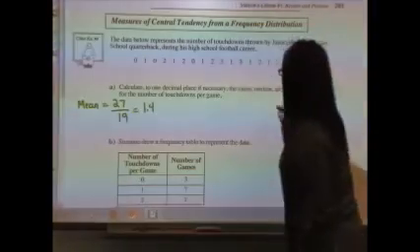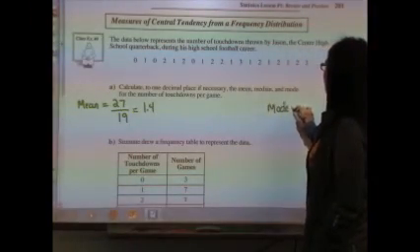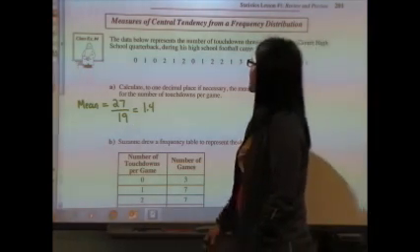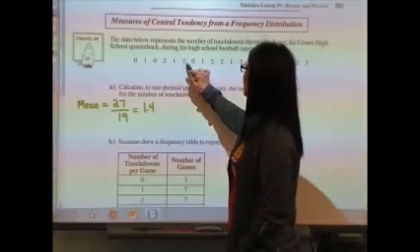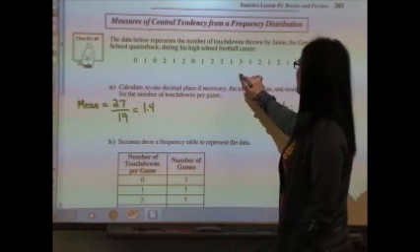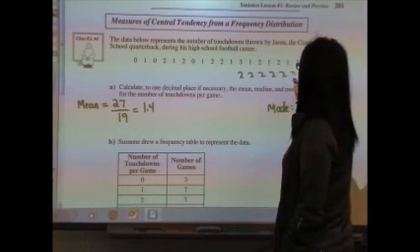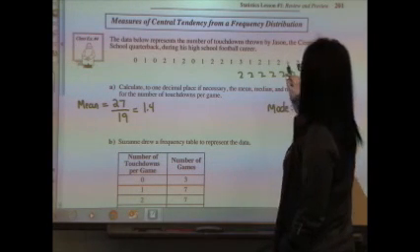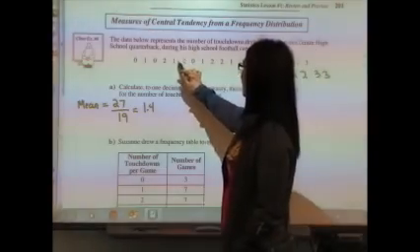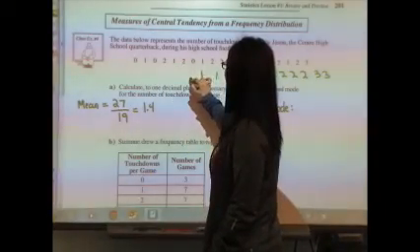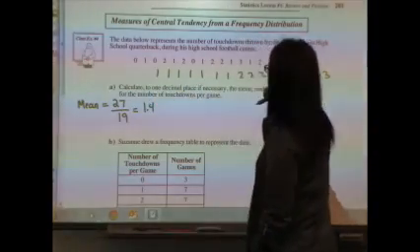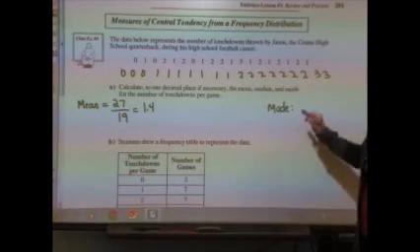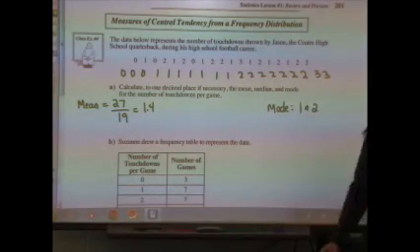Let's look at the mode next. Definitely 2. How many 2s do I have? 7 2s. And then I had 2 3s. How many 1s? 7 1s. And 3 zeros. So the mode, 1 and 2. There's 2 modes.